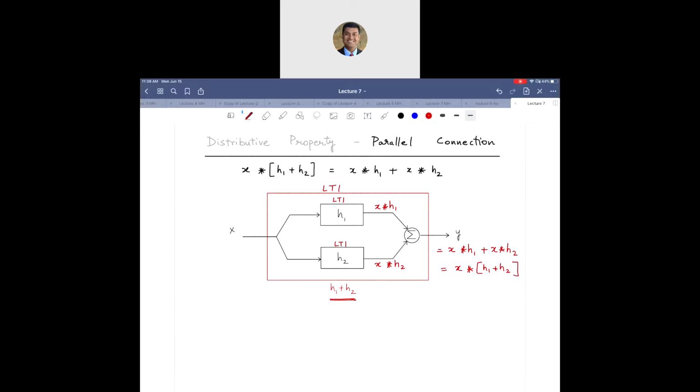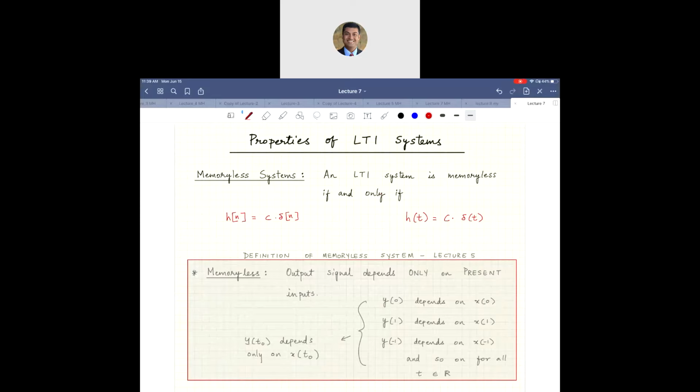So now you can use those properties and apply that to cascade and parallel connections of LTI systems. Let us talk more about the properties of LTI systems here. The next property of LTI systems is memoryless systems. Systems that do not have memory.